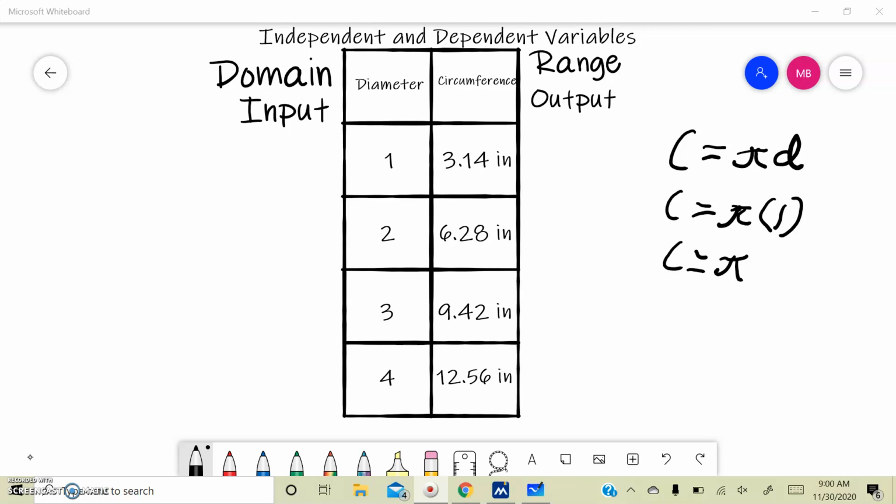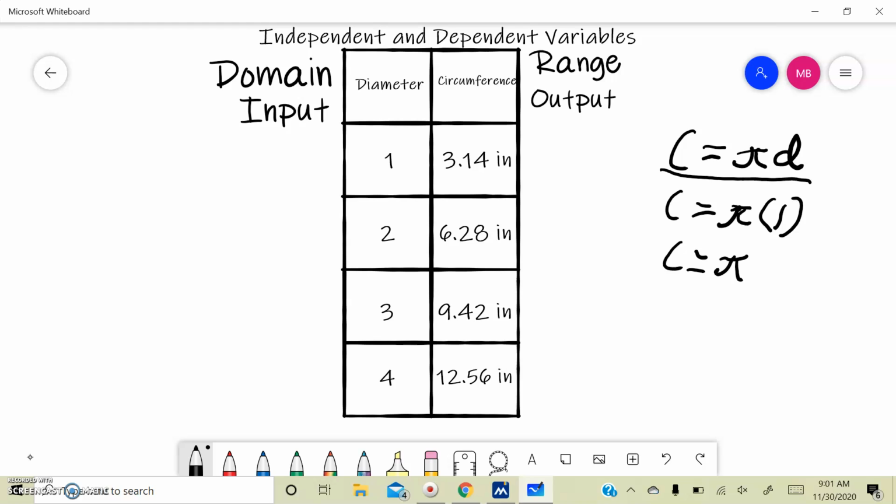And we can see that relationship in the circumference equation of C is equal to pi times d. Okay, so we see the circumference is equal to pi times whatever the size of the diameter is. So circumference is directly related to that diameter, but diameter is not necessarily directly affected by the circumference.